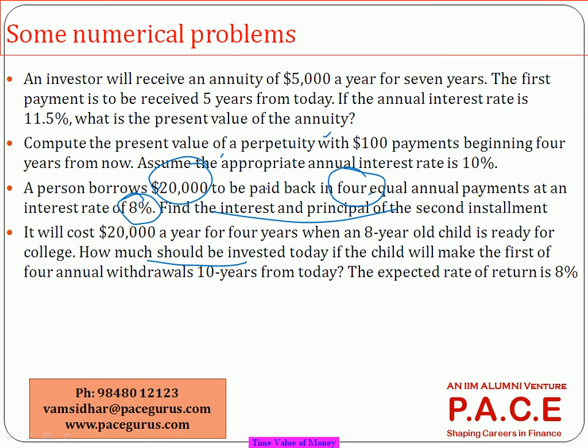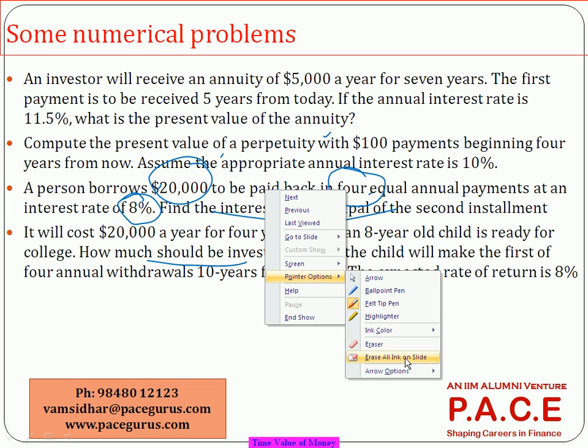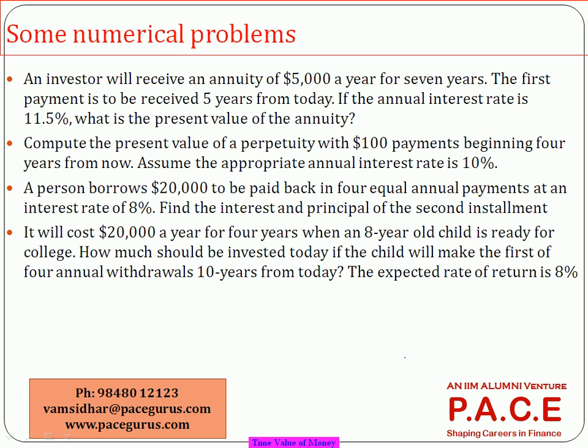Yeah, this is one more interesting question before we wind up this chapter. It will cost 20,000 a year for 4 years when an 8-year-old child is ready for college. How much should be invested today if the child will make the first of the 4 annual withdrawals 10 years from today?